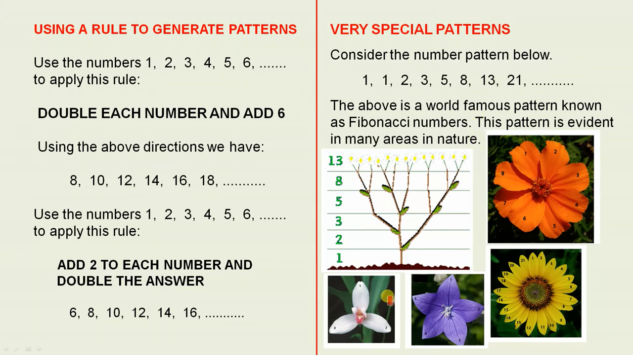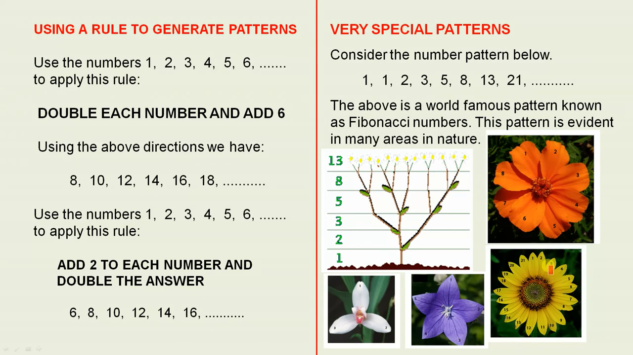Now this is a beautiful example here, and you'll see that all around in different gardens. If you look at this beautiful flower, look at the number of petals on this flower. 3. 3 is a Fibonacci number. Look at this beautiful flower here. It's got 5 petals. 5 is a Fibonacci number. This here, if you look at it carefully and count the number of petals, you have 8. 8 is a Fibonacci number.